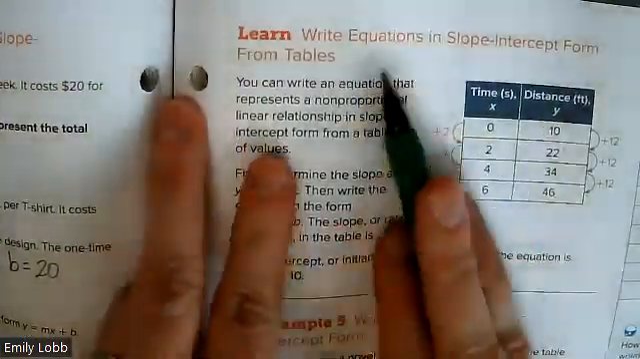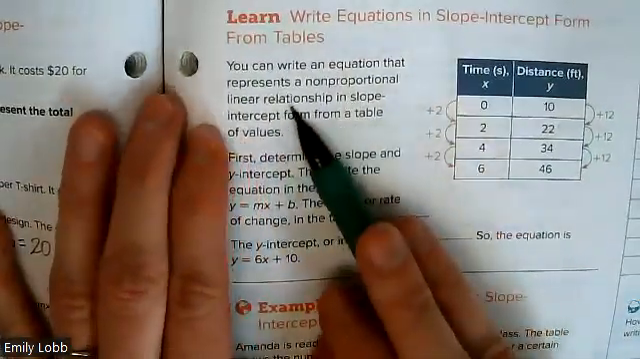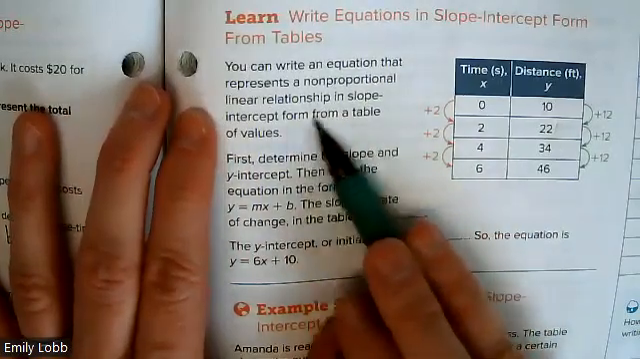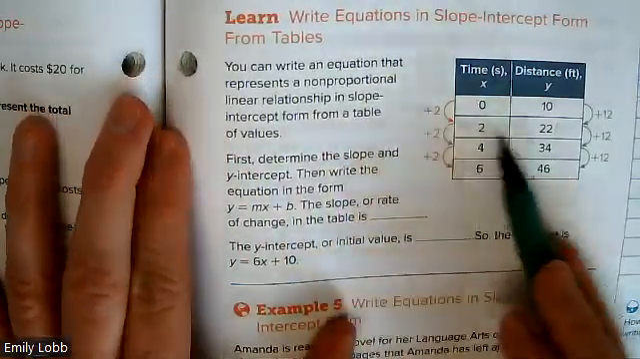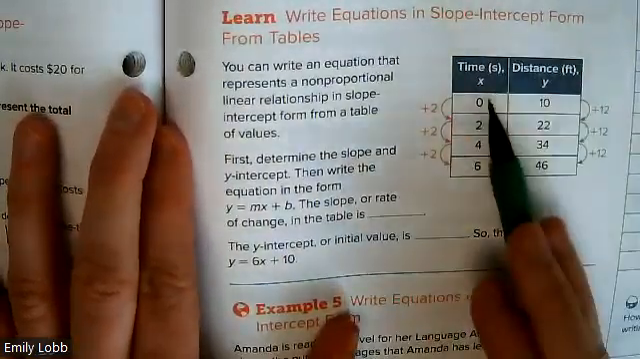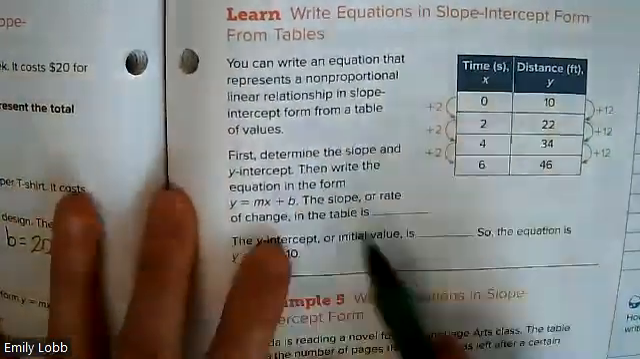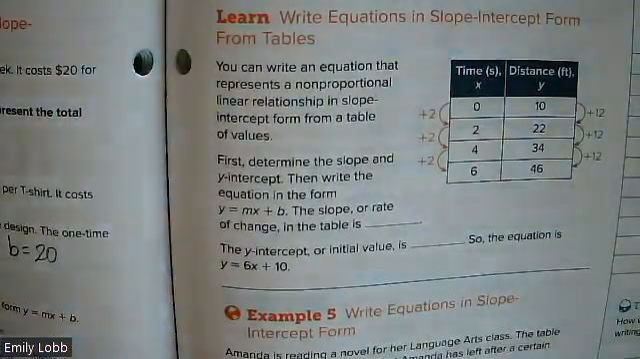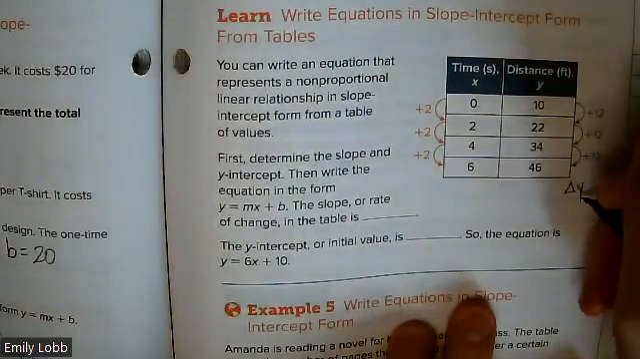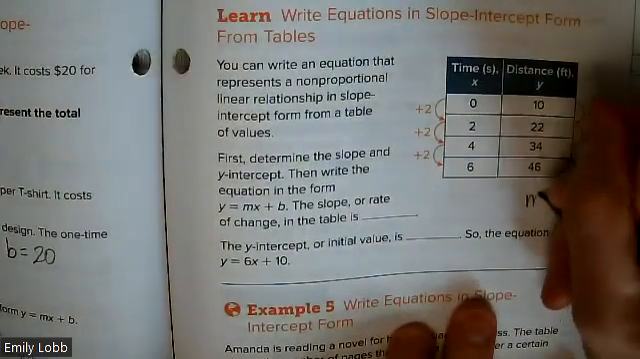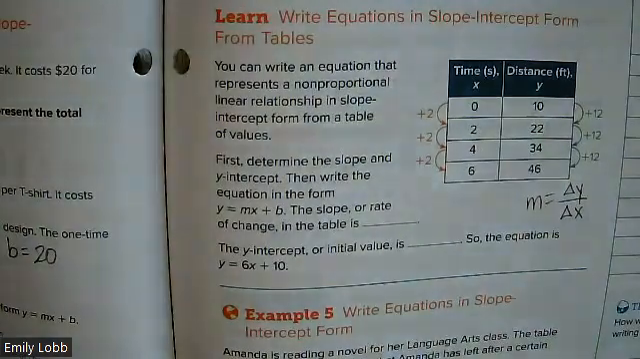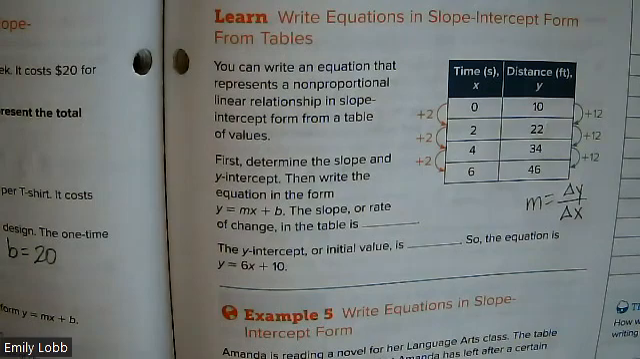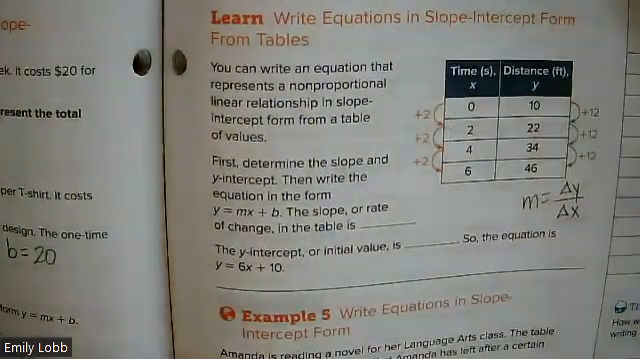Learn: write equations in slope-intercept form from a table. You can write an equation that represents a non-proportional linear relationship in slope-intercept form from a table of values. Here's a table of values. We have x values and y values. First, we would determine the slope. The slope is the rate of change. Remember, it's the change in y divided by my change in x. That's slope. Hopefully, when I write it down, you're writing it down, and the more you do it, you're remembering it.